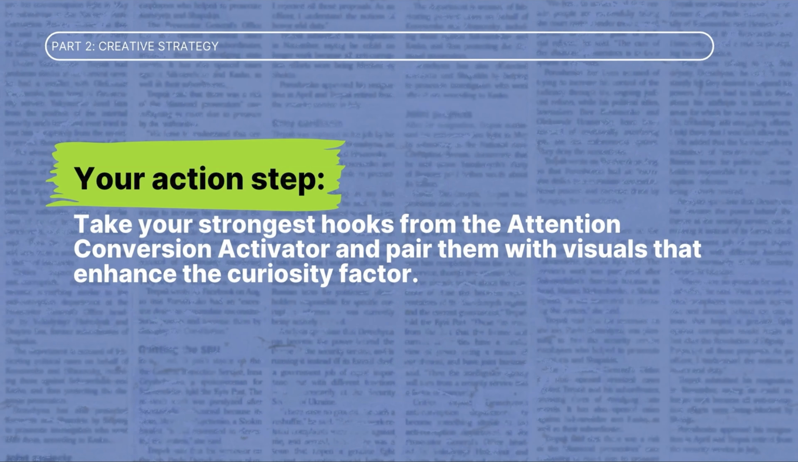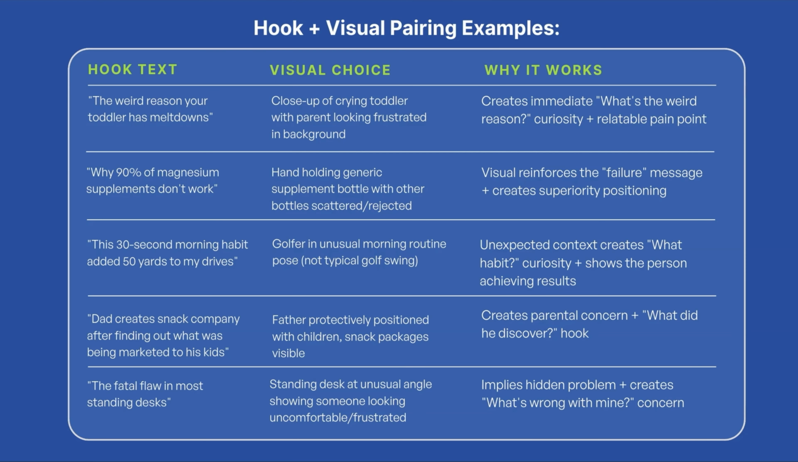Your action step is to take your strongest hooks from your first conversion activator and pair them with visuals that enhance the curiosity factor. Let's take a look at some examples of pairing a hook with visuals. Key insight: your visual should make viewers think, I need to read this text right now to understand the image that I'm seeing. When image and hook work together to create curiosity, you get the scroll-stopping power your ad needs.